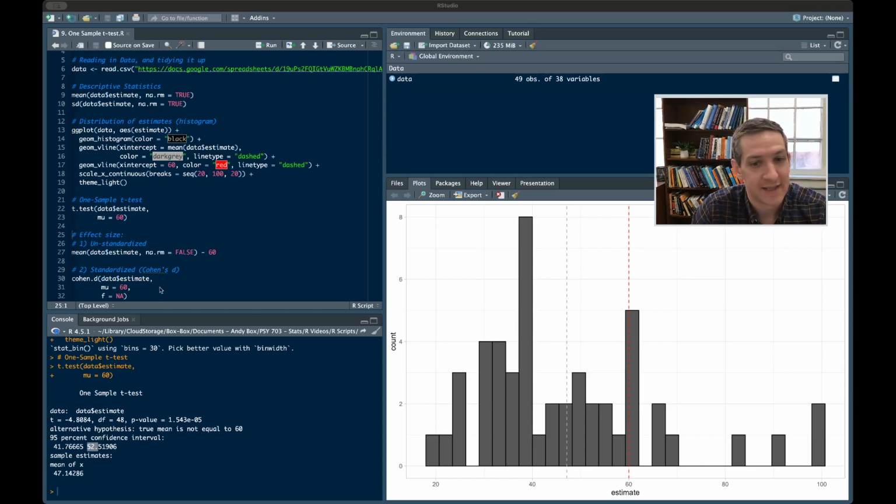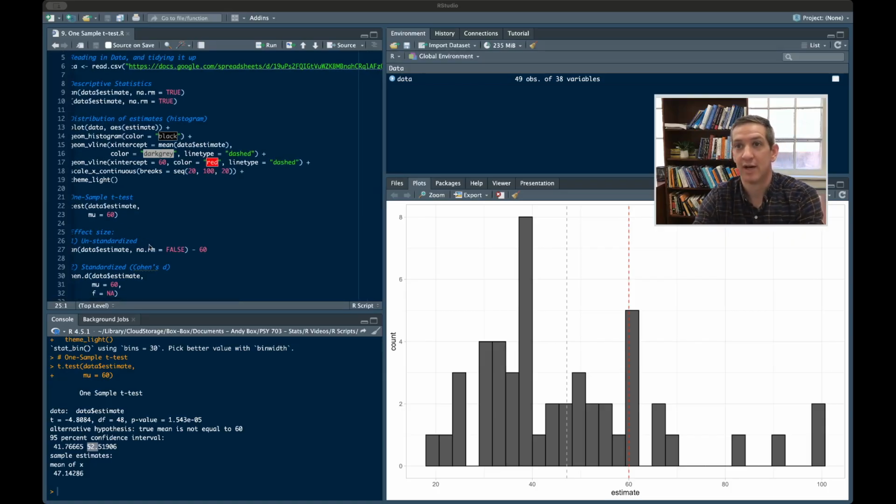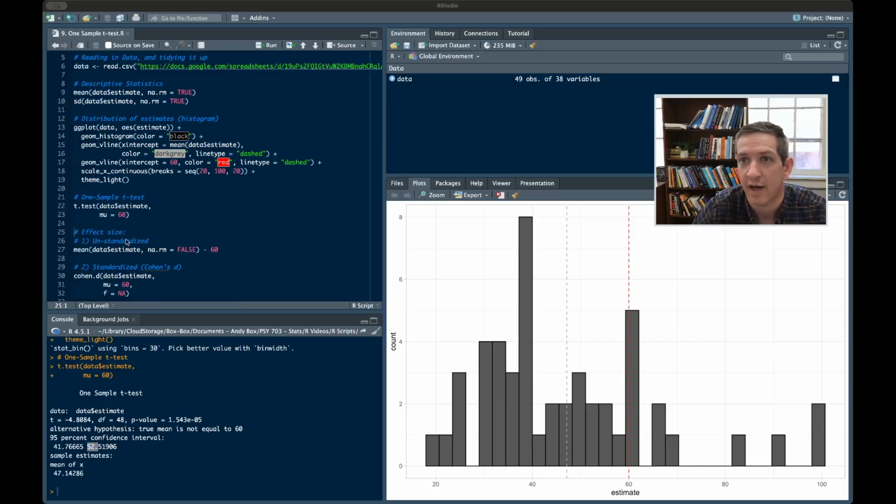Okay, so in this case, we would say that we have pretty strong evidence that our sample was drawn from a population whose mean is different than 60. It'd be nice to say something about effect size, and you'll recall there's two ways we can do that. First is just looking at the unstandardized effect size just in raw units. How different is what we're observing from what we expected? And the way to do that here is to simply take the mean of our sample and subtract from it the population mean of 60.